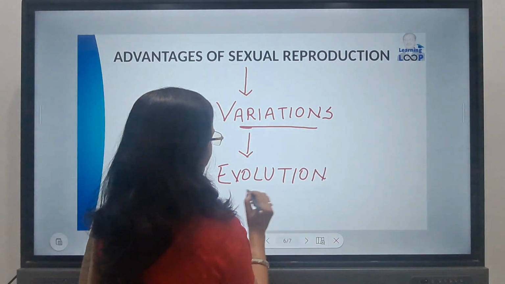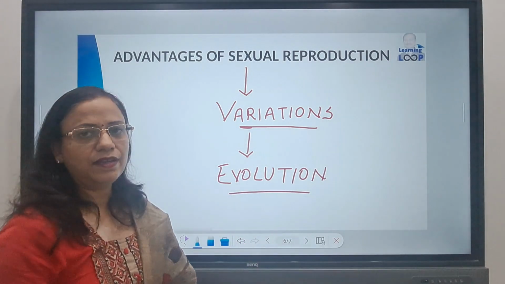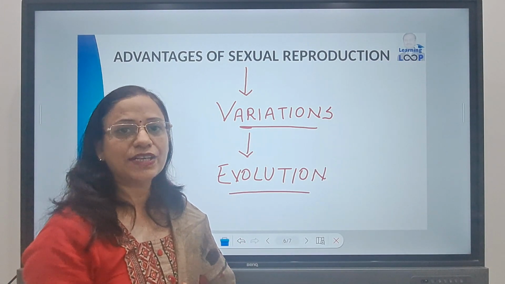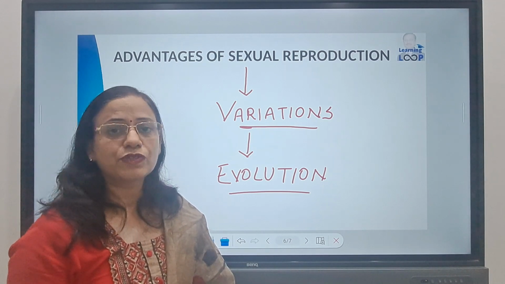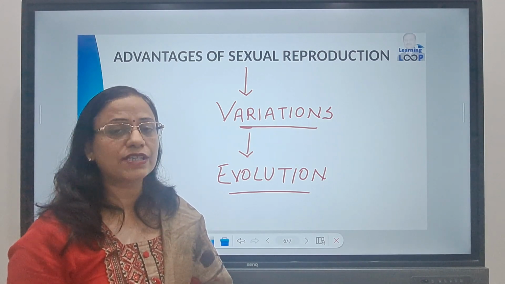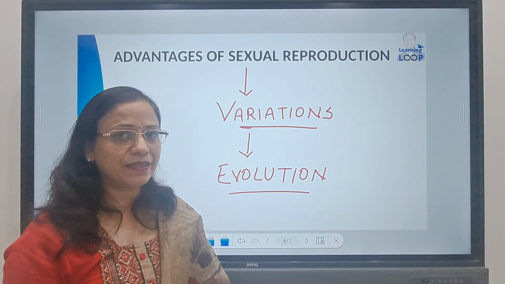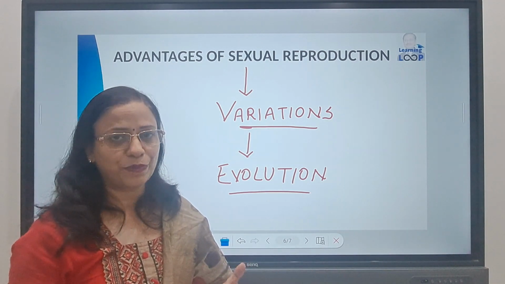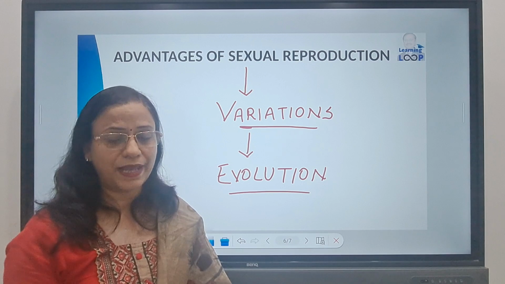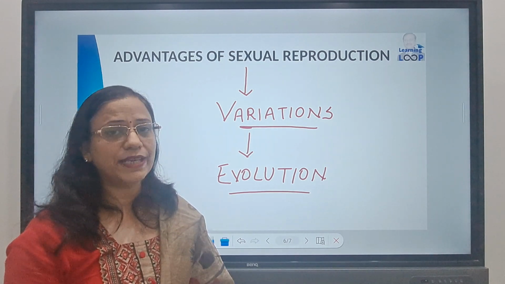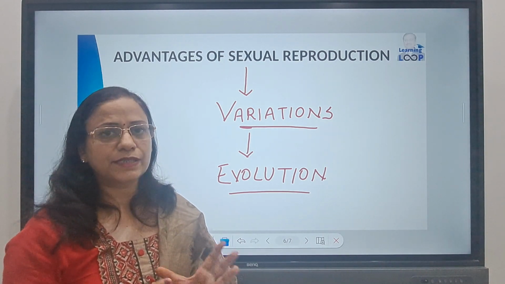So whatever life forms we see around us today, they are a result of variations and evolution. So that is why sexual reproduction is very important as compared to asexual reproduction. But that doesn't mean that asexual reproduction is not important. It has its own important role to play. But when we compare the two, yes, sexual reproduction carries more weightage.